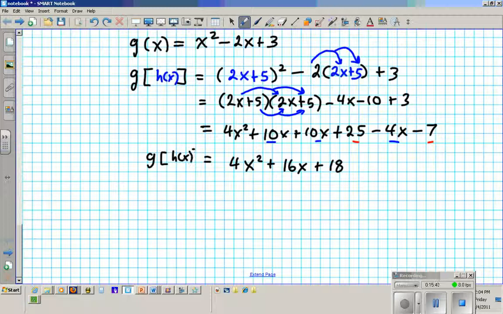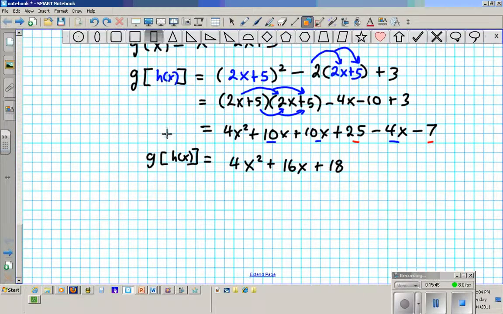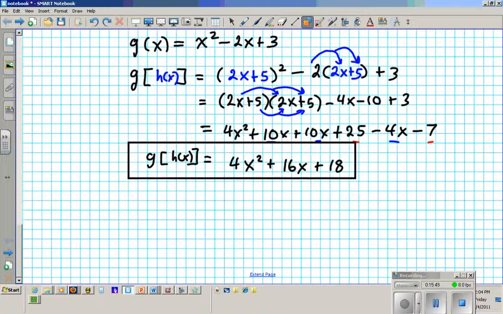So whenever you're confused with this composition function, always write down the parent first and then get it prepped, and then you substitute. So parent, preparation, and then substitution. That's how you do the composition of functions.